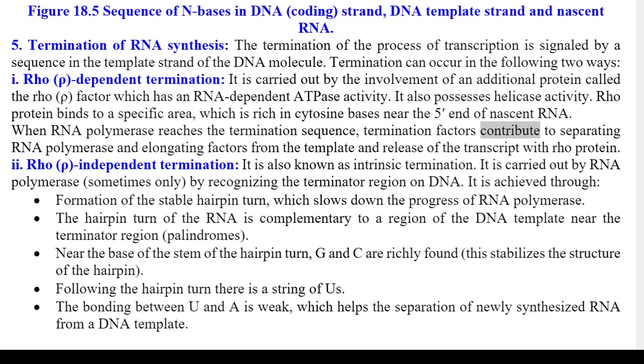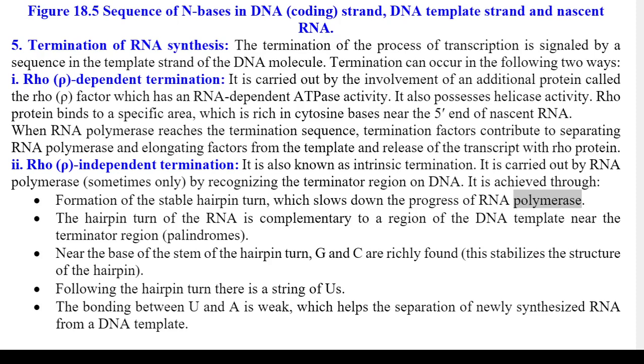It is carried out by RNA polymerase, sometimes only, by recognizing the terminator region on DNA. It is achieved through formation of the stable hairpin turn, which slows down the progress of RNA polymerase. The hairpin turn of the RNA is complementary to a region of the DNA template near the terminator region, palindromes. Near the base of the stem of the hairpin turn, G and C are richly found. This stabilizes the structure of the hairpin.